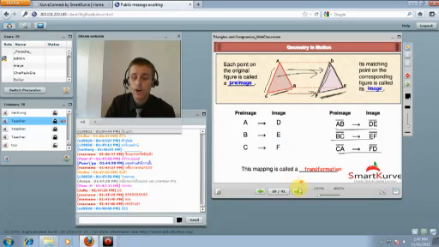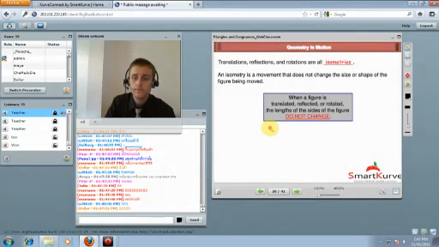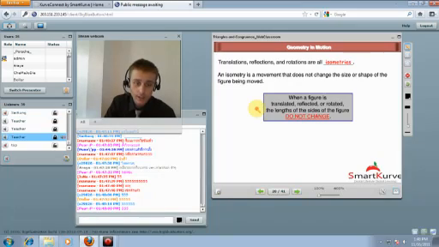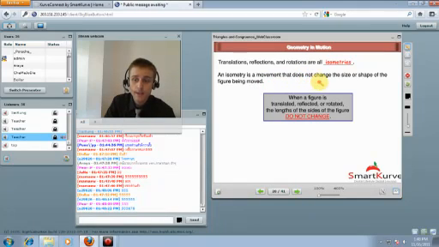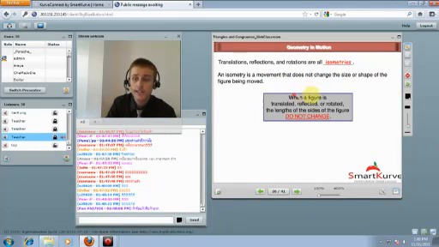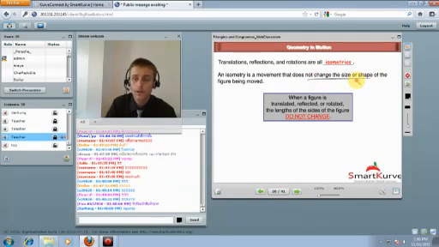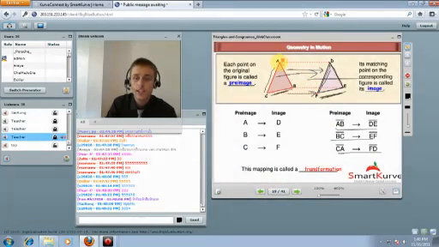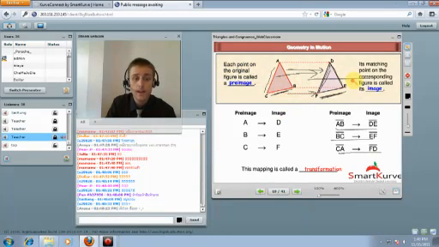This mapping is called a transformation. Translations, reflections, and rotations are all isometries. An isometry is a movement that does not change the size or shape of the figure being moved. So as we see in these triangles, neither the size nor the shape is being changed. We are just moving the triangle.